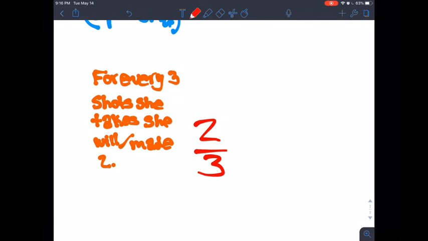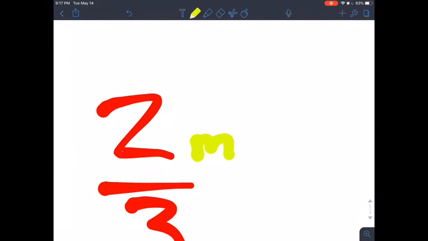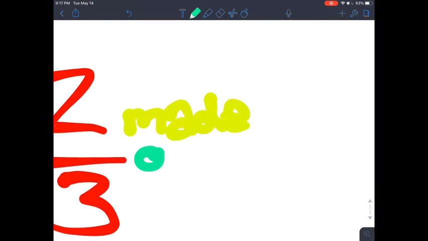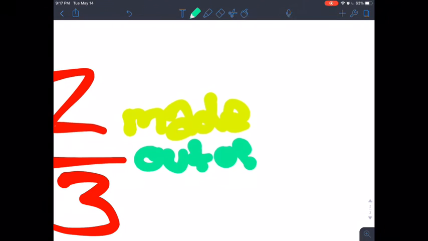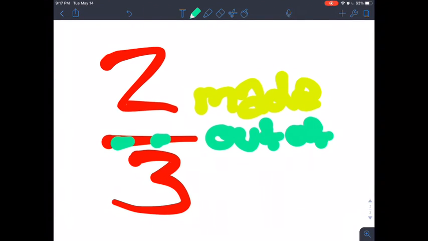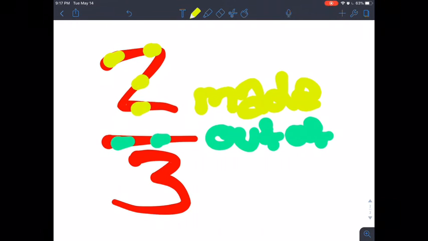So the fraction is 2 over 3. Now, the color yellow I'm using will represent the number of shots that she made. So 2 represents the number of shots that she made. And so I will dot that out in yellow. And the line means out of. So the line is dotted with green and 2 is dotted with yellow. And then 3 will be dotted with orange. And 3 stands for total baskets.